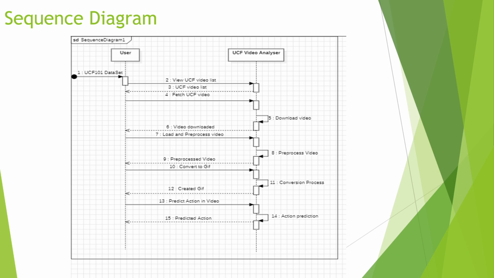Coming to the sequence diagram. In the sequence diagram, there are three participants: user, UCF101, and UCF video analyzer. The user is an end user interacting with the system. UCF101 is a dataset which contains UCF101 videos. UCF video analyzer is responsible for analyzing videos. The user interacts with the UCF101 dataset to select and download a video. The UCF video analyzer handles the download, preprocessing, conversion to GIF, and action prediction. The user is provided with a list of videos, selects a video, and receives the predicted action from the video.